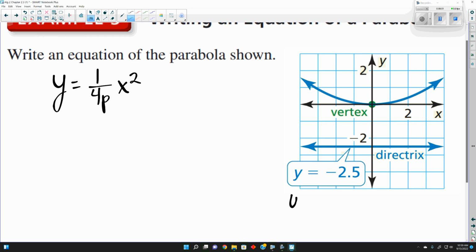Now, the directrix, according to this here, is y equals negative p. Because again, that's what we need to find. We need to find the value of p. So what it's telling us here is that negative p is equal to negative 2.5. And at this point here, we just need to solve for the value of p.